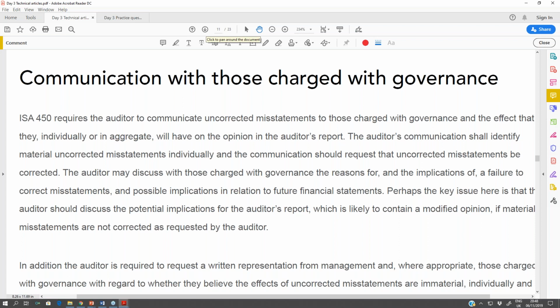Identify and explain the matters which should be communicated to those charged with governance with respect to the proposed adjustments.